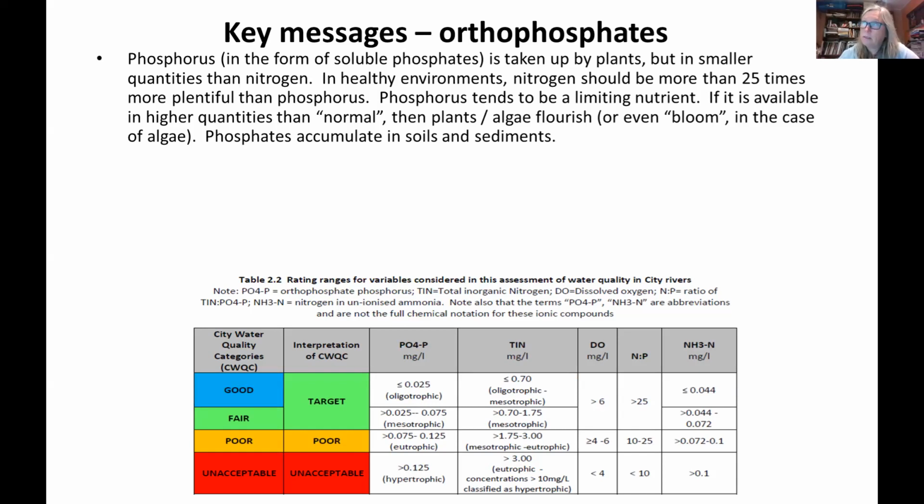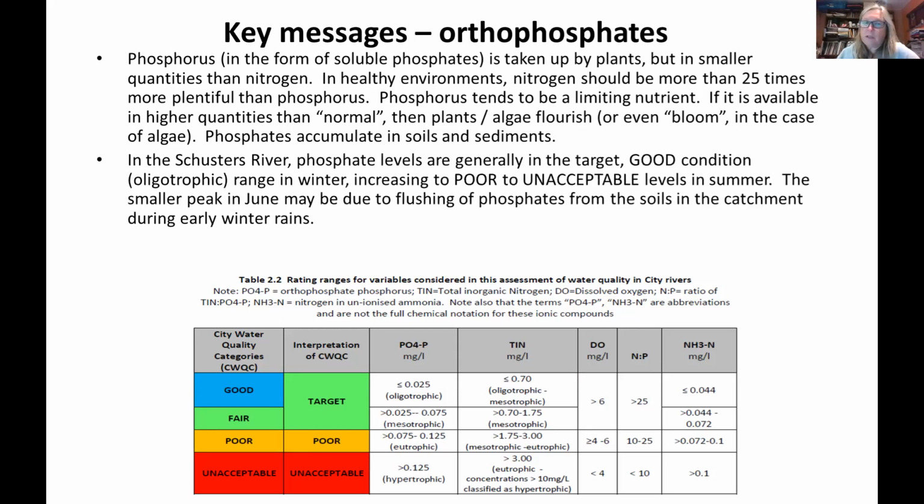In constructed wetlands, they've found that when you've got nutrients pumping into the constructed wetland, the nitrogen is well dealt with by the plants, but the phosphates are mostly dealt with by the soils and the sediment in the wetland rather than the plants.